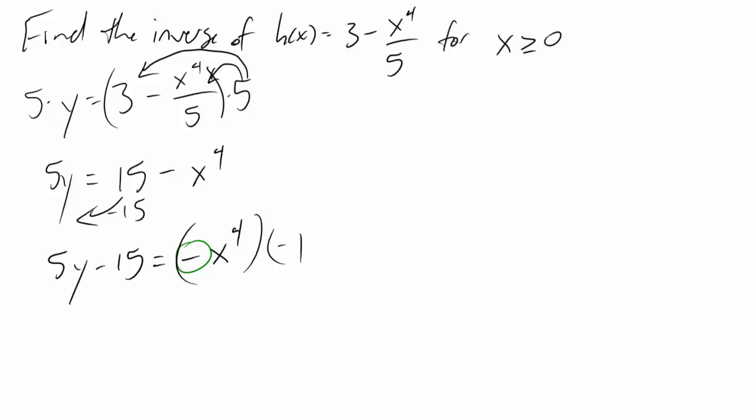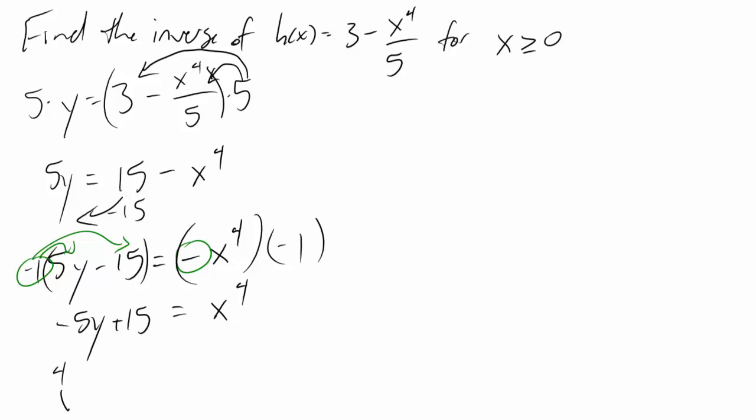This isn't going to have a really huge impact. All that it winds up doing is changing the signs on everything from both sides. Again, remember to distribute this negative guy here through both parts of the left-hand side. So that'll give us a negative 5y plus 15 to equal x to the fourth. Now is the opportunity to do the fourth root of both sides. So we'll have the fourth root of negative 5y plus 15 to equal just x.